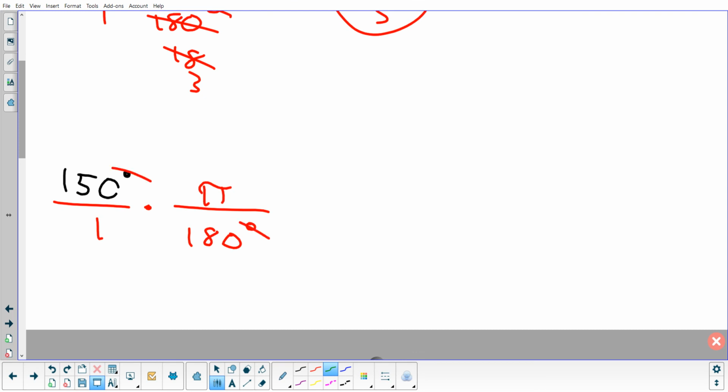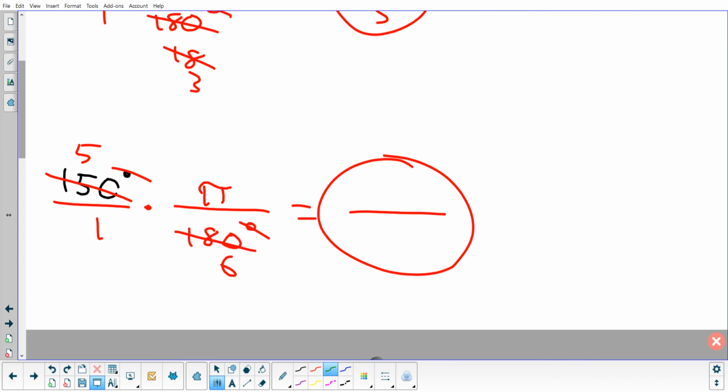Degrees cancels. And does anyone see the biggest number that goes into 150 and 180? I mean, you could do 2, you could do 5, you could do 10. There's a bigger one. 30. Yeah, 30 times 5 is 150. 30 times 6 is 180. So anyone think they can tell me my final answer here? Five pi over 6. Yep, 5 pi over 6. Should I put RAD on it? No, don't put RAD. And when you do the homework, you won't see RAD on the problems either.